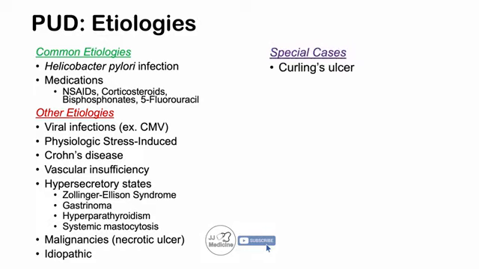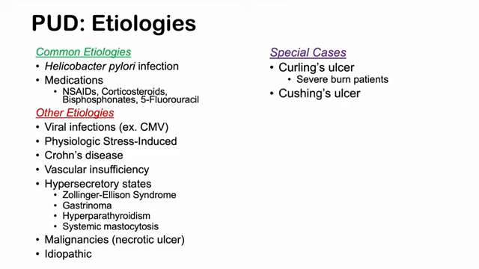Special cases of peptic ulcer disease include Curling's ulcer. Curling's ulcer is a type of ulceration that occurs in severe burn patients. And there's also another specific type of ulcer, which is a Cushing's ulcer. This is related to elevated intracranial pressure.